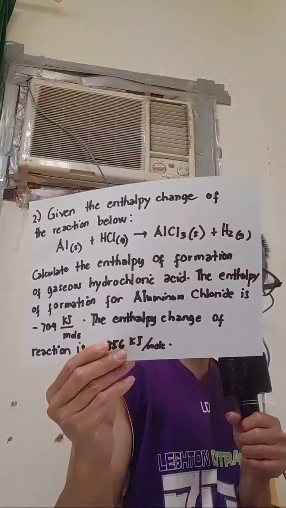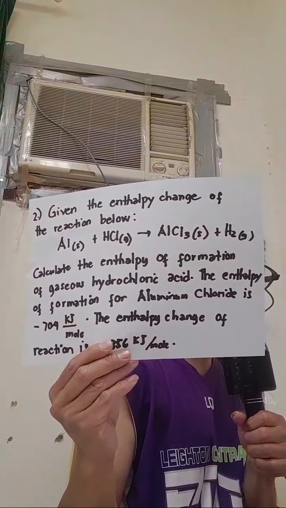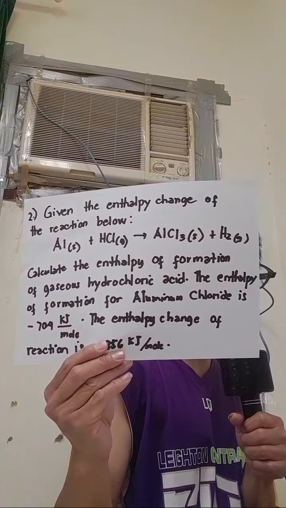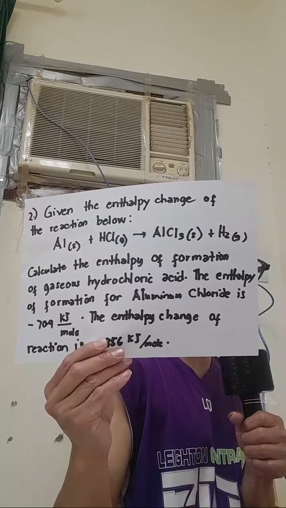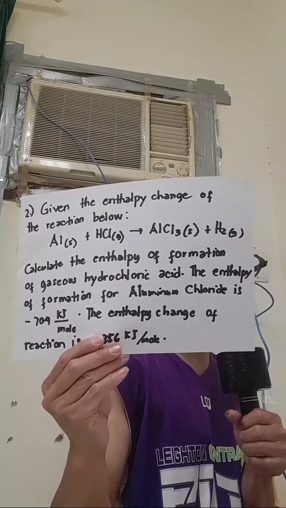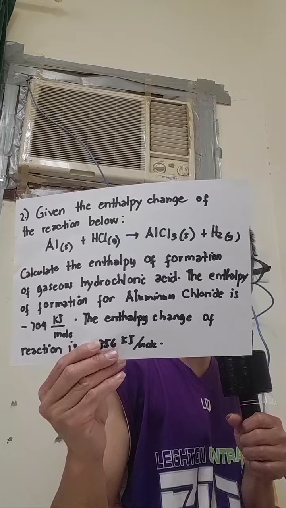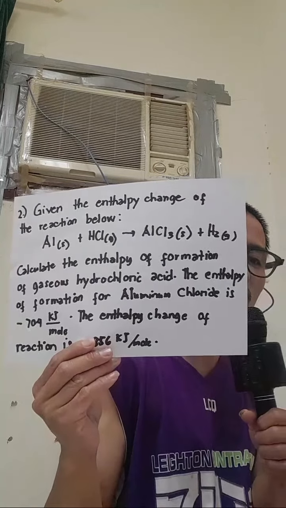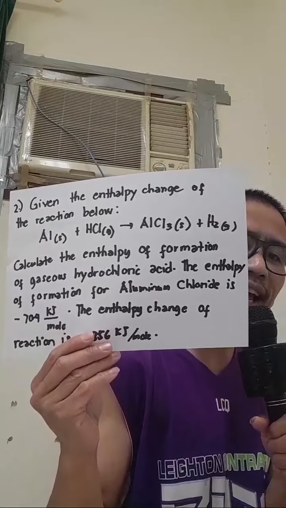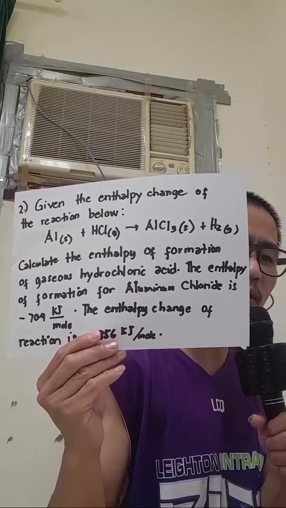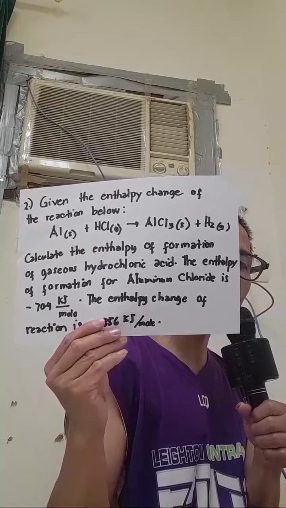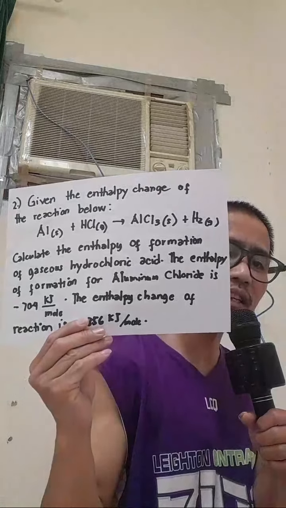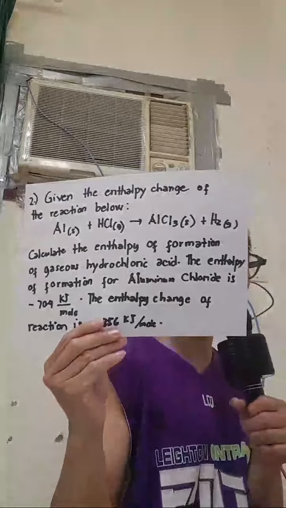Given the enthalpy change of the reaction below: aluminum solid plus hydrochloric acid in gas state yields aluminum chloride solid plus H2 gas. Calculate the enthalpy of formation of gaseous hydrochloric acid. The enthalpy of formation for aluminum chloride is negative 704 kilojoules per mole. The enthalpy change of the reaction is negative 856 kilojoules per mole.